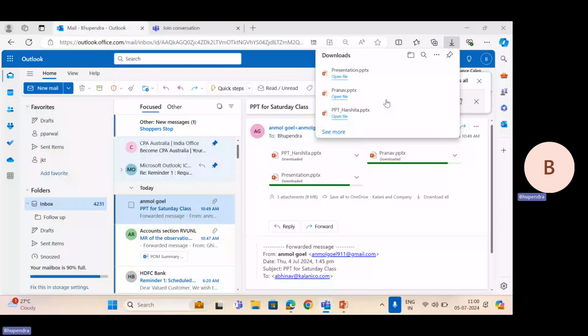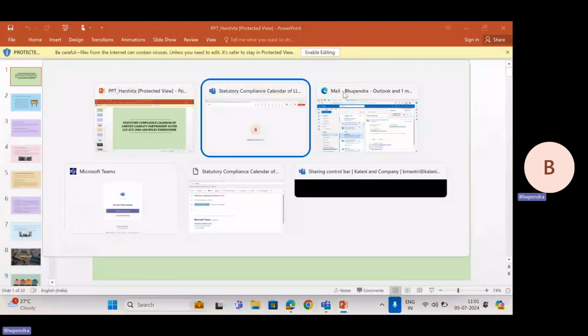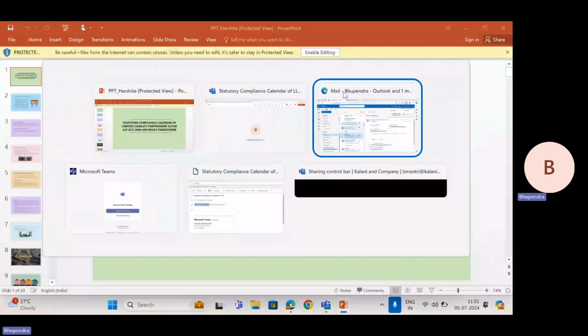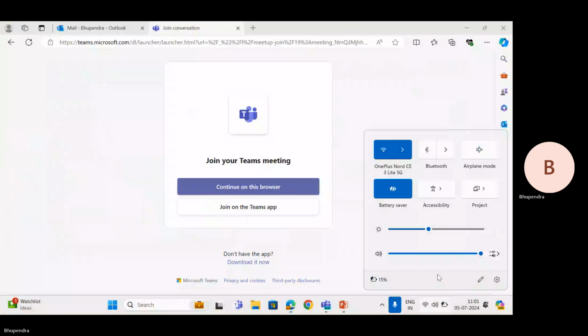Limited liability partnership as per LLP Act 2008 and rules thereunder, which has been presented by me as Harshita and Pranav and Anmol. What does statutory mean? That is of or related to statutes, that is rules and regulations. And compliance means adherence, that is adhering to rules and regulations of a limited liability partnership as per LLP Act 2008. Now, what is LLP?